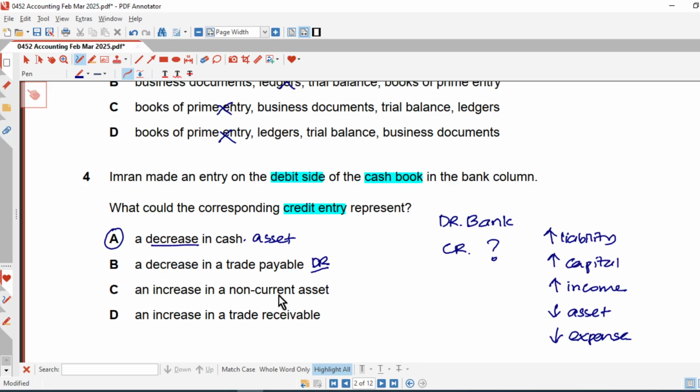Increase in non-current asset. No, that should be on the debit side as well. Increase in trade receivable is an asset, still on the debit side. So the only credit entry that's possible is a decrease in cash.